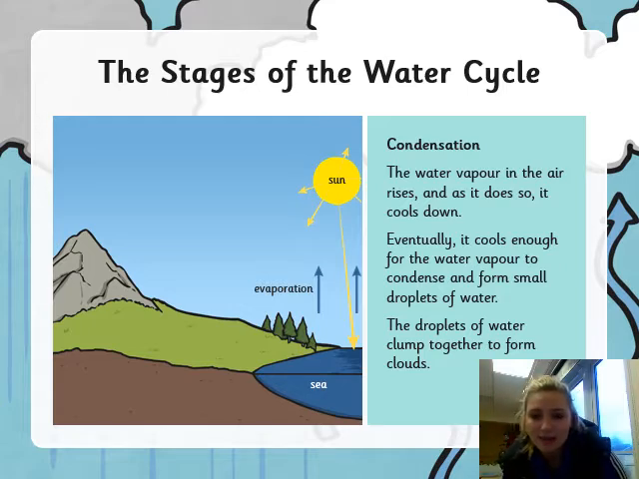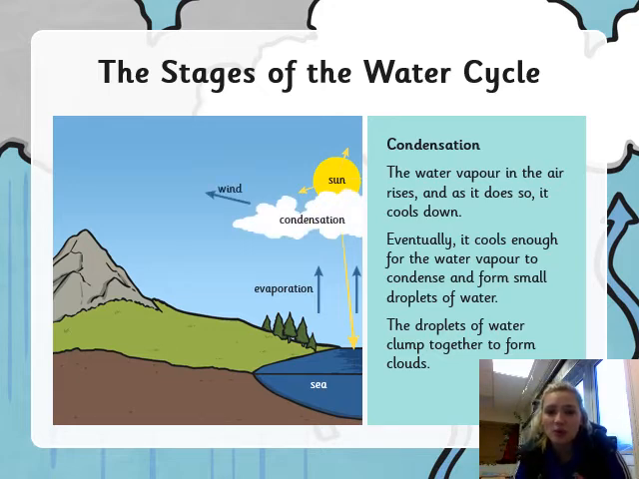You might see, for example, on the windows, if it's been really cold, you'll see condensation on the windows. The windows will look wet, especially if it's, say, hotter inside and colder outside, because the water's cooling down. And then the droplets of water clump together to form a cloud. So the water evaporates up, cools down and condenses to make a cloud.